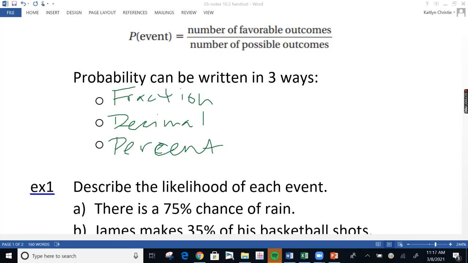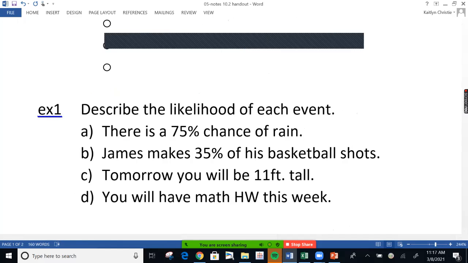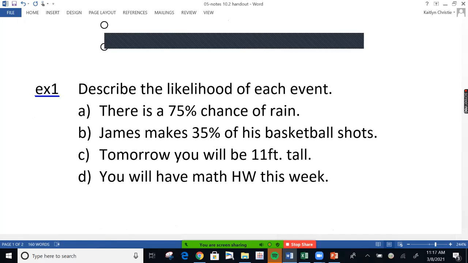And so I don't care which way you write it. I'm going to be giving it to you in all 3 ways eventually. So just make sure that you know that all 3 ways can be written as the probability. So a fraction, a decimal, and a percent all can be written as the probability. I don't really care how you write it unless I tell you specifically that's how I want it written. So let's try some practice problems.